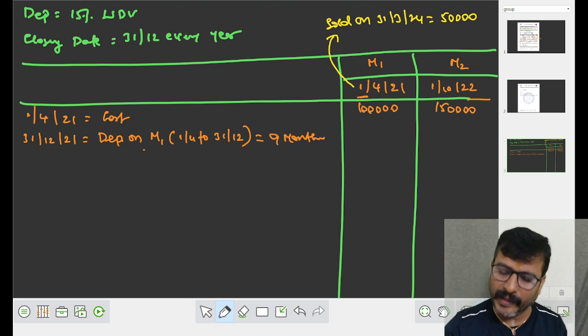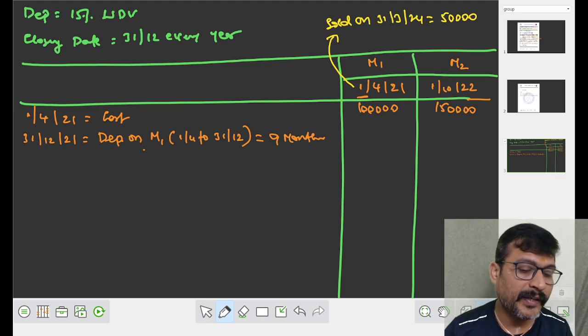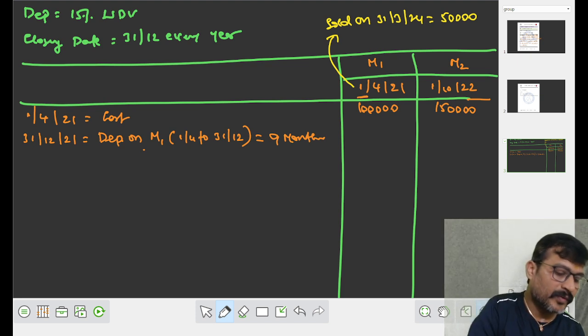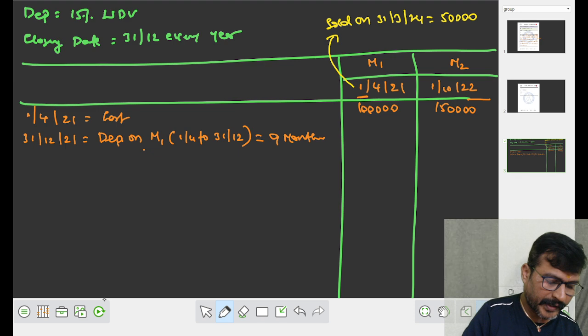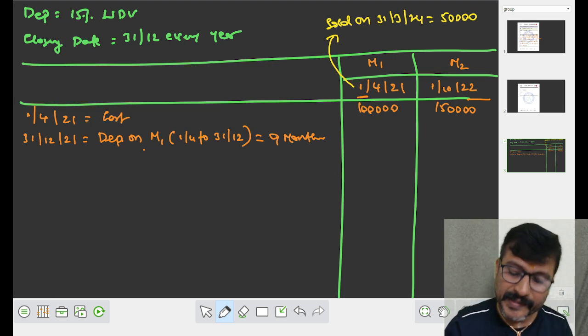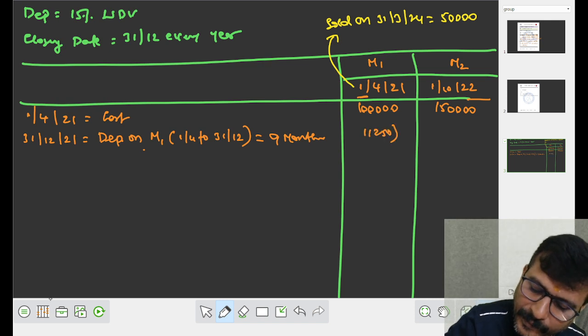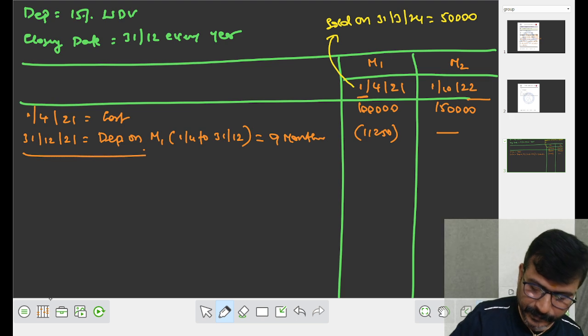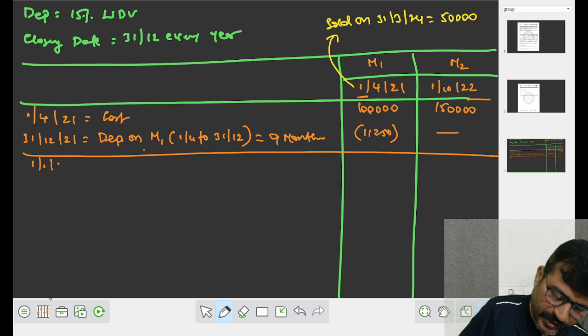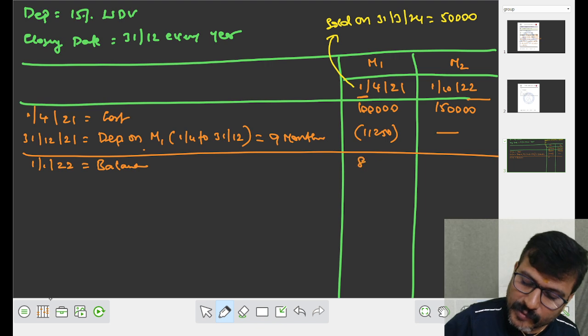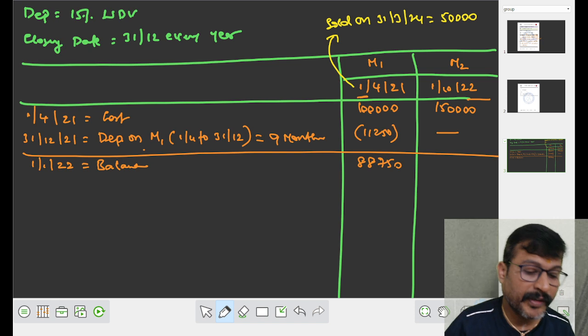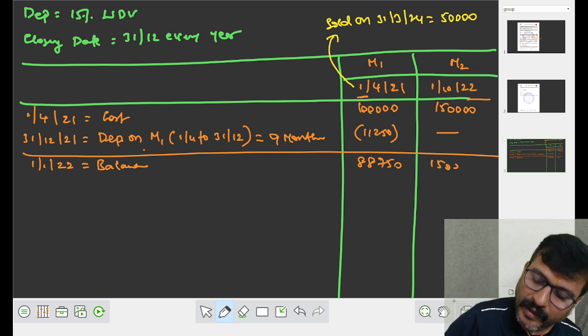Take the calculator, 1 lakh, 15% into 9 by 12. Use a calci and work out. How much you are getting? 1 lakh into 15% into 9 divided by 12. It comes to rupees 11,250. Work out a balance on 1st January 22. Balance comes to rupees 88,750. Now it comes to same as a 1.5 lakh.